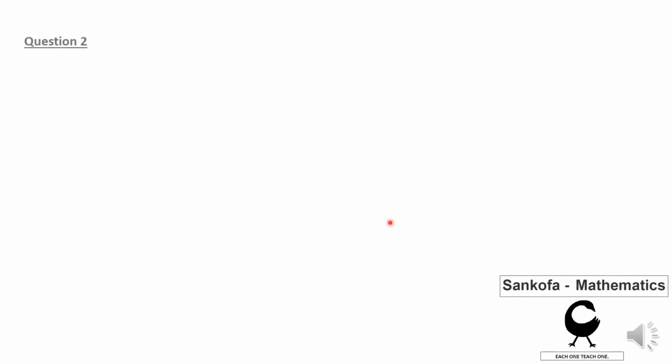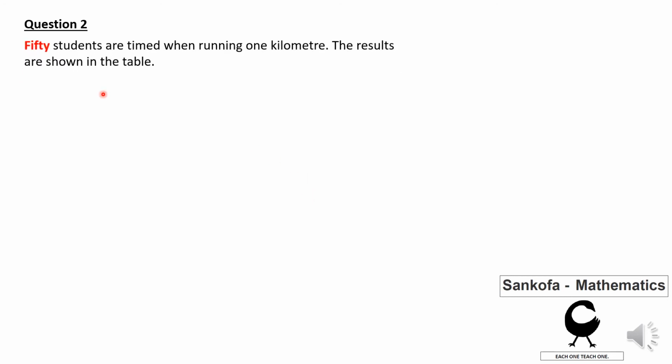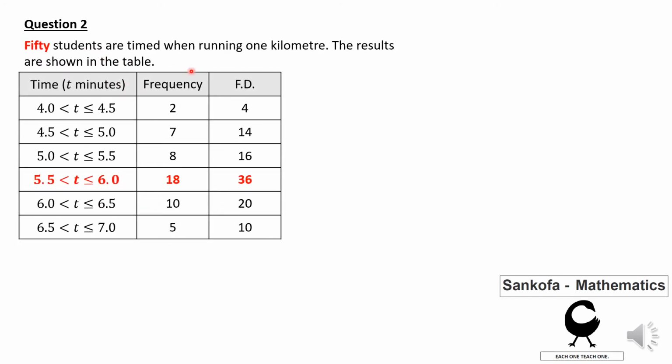All right, let's bring in another question. Perhaps this one is going to help us nicely understand the vertical axis. We've got 15 students. They are timed when running 1 kilometer. The results are shown below. So here you have the time. Those who did between 4 and 4.5 minutes were 2, and the frequency density you calculate is 4. Remember, you get the frequency density by dividing the frequency by the class interval. So 2 divided by 0.5 gives 4. When you take 7 divided by 0.5, you get 14, and so on.